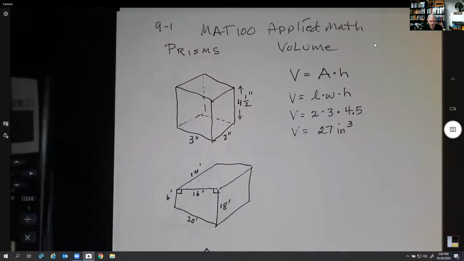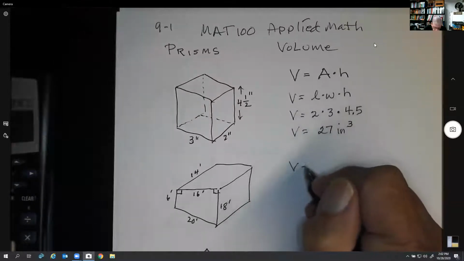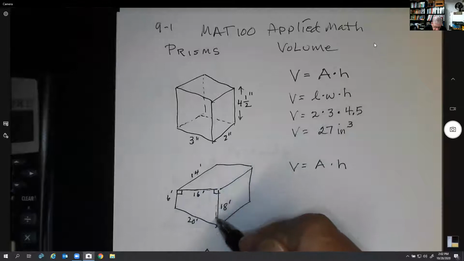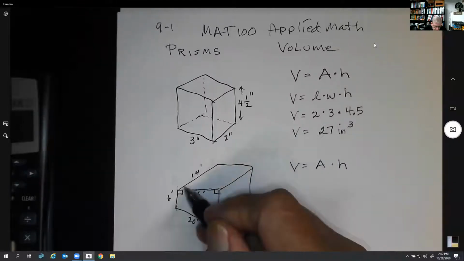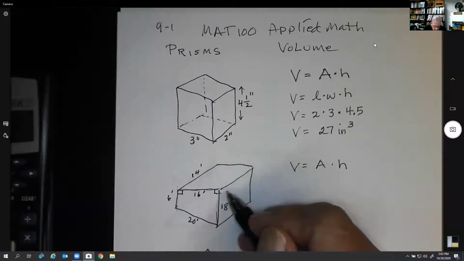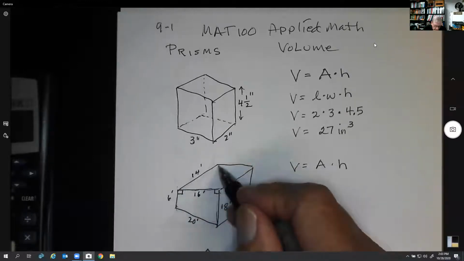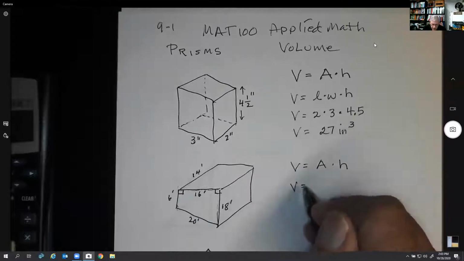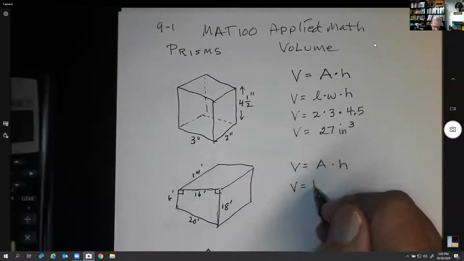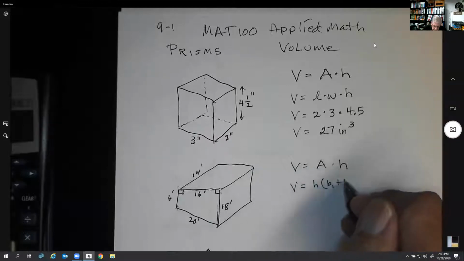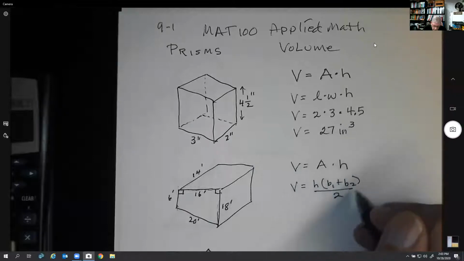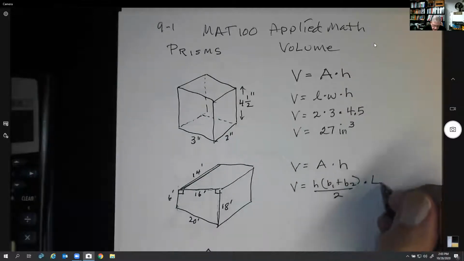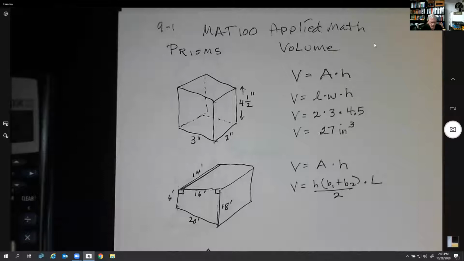Here's another one that's a little bit more difficult. I'm going to start out with our basic formula: volume equals area times height. But we see this side right here is a trapezoid. So we're going to figure out the area of the trapezoid, and then instead of height, we'll probably use the length of this thing. The area of a trapezoid is height times base 1 plus base 2, divided by 2. And then we're going to multiply it by the depth of this thing, so we'll call that the length.